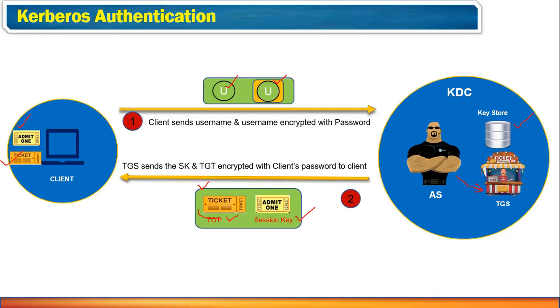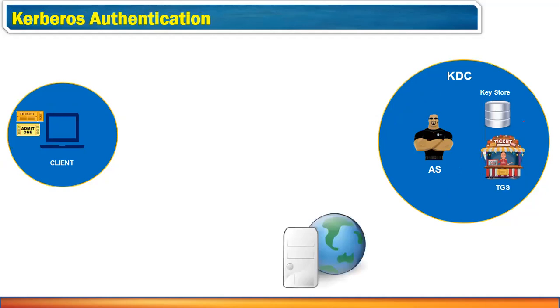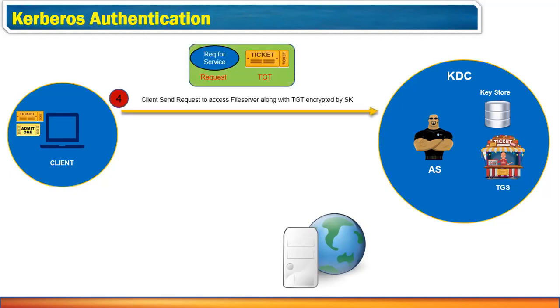Let's see, in case you need some kind of services, maybe you want to use a printer which is connected with the domain, or you want to use any web services. So let's see what happens. In this particular case, if you need a web service from a separate business application, it is not that your system will directly reach out to the web service. Your system will first reach out to the KDC again with a request.